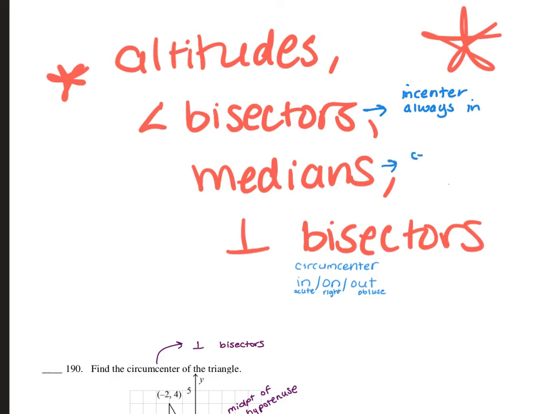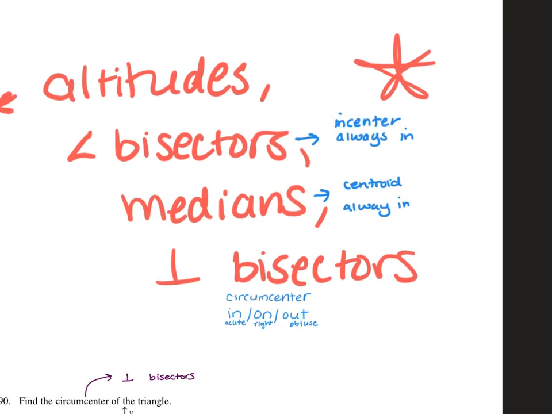Medians meet at a point called the centroid. And these are always in. And altitudes meet at a point called the orthocenter. And these are in, on, out. In for acute, on for right, out for obtuse.